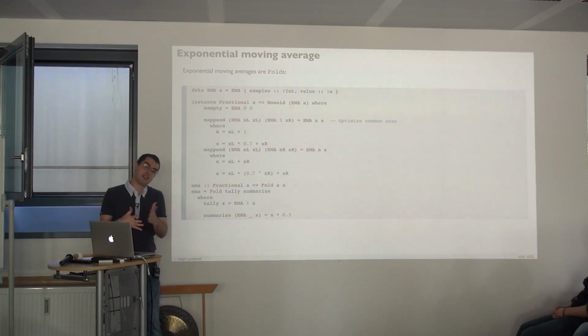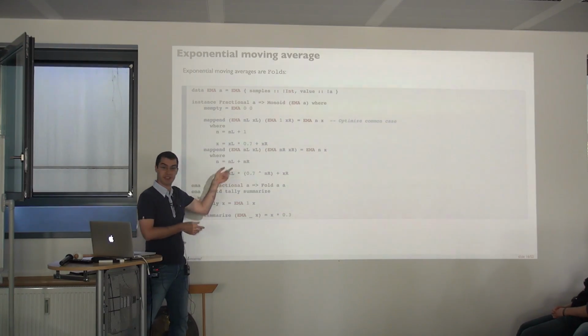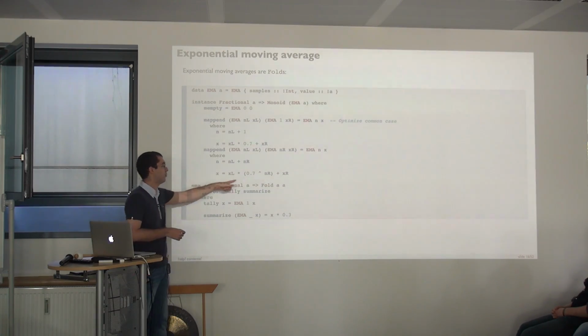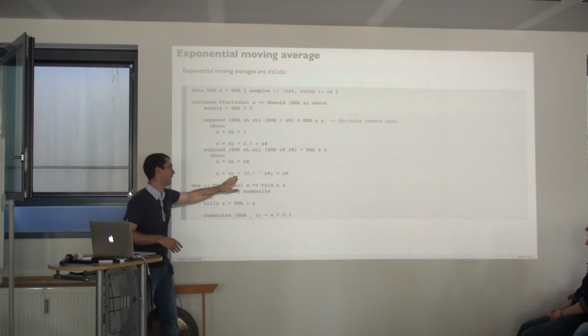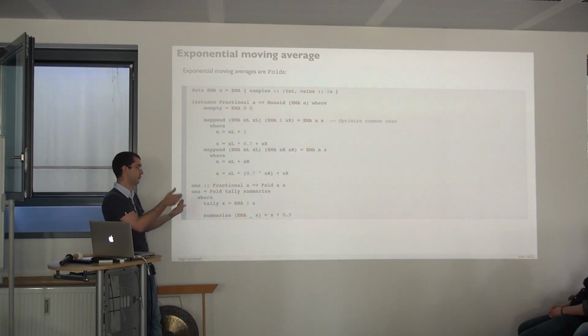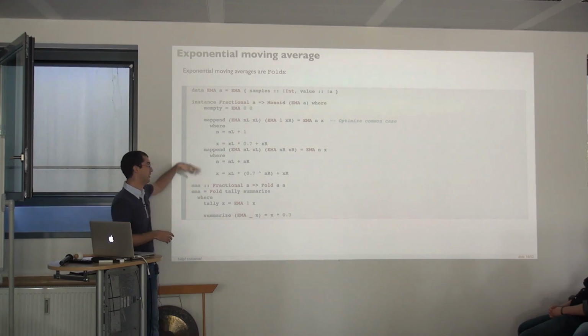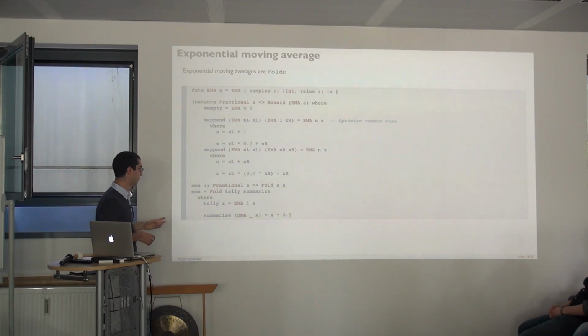So if we add together 2 exponential moving average data types, we just add up the number of samples. And then we combine their averages, but weighting towards the newer one. So we actually weight against the older samples, taking into account how many of the newer ones there were to calculate how much we should weight against the older ones. And you can go through the exercise and show that this implementation satisfies the monoid laws. So this mappend is associative, and this mempty is its identity.